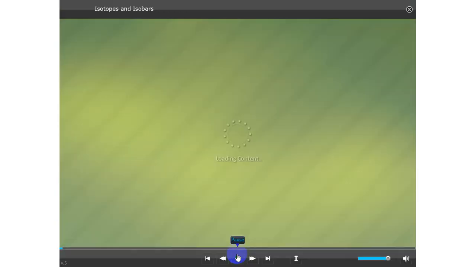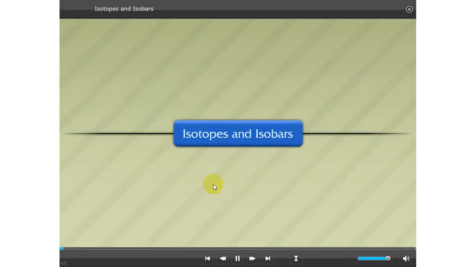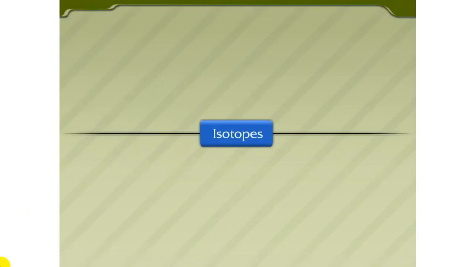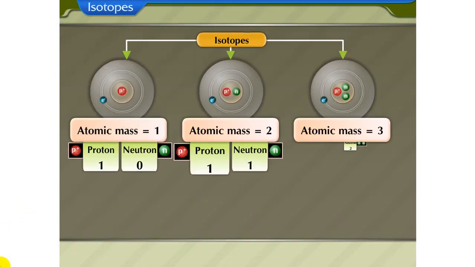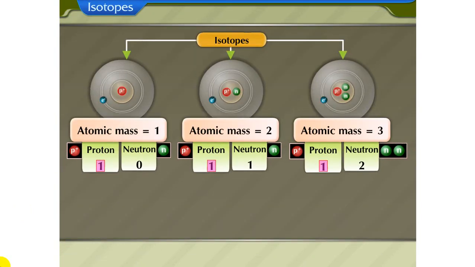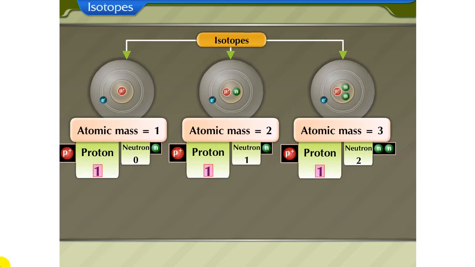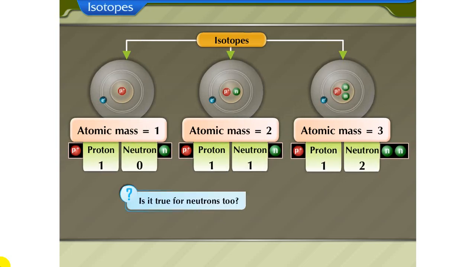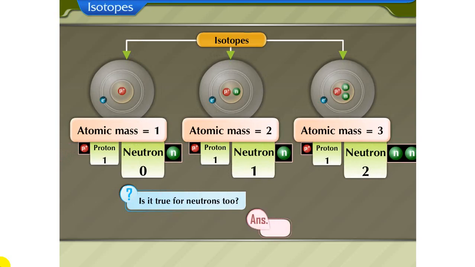Isotopes and isobars. Isotopes. We know that the number of protons is the same for all the atoms in an element. Is it true for neutrons too? No.